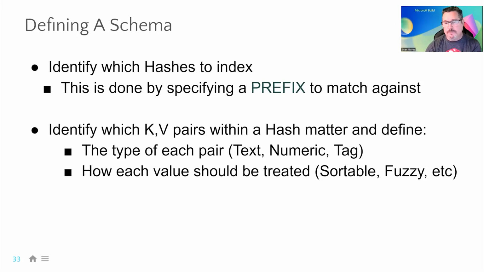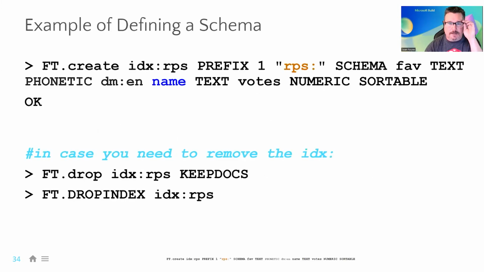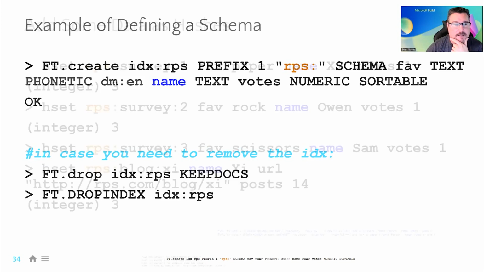In the case of numbers, you might want it to be sortable, or you might want something like a fuzzy search on text. In this case, you can see there's an example for defining a schema where we're going to do a phonetic search against the favorite, and the votes are going to be numeric and sortable. In case you're testing this out, you can drop indexes. Once you create an index, you can drop it and then experiment and redefine the way in which you want to index that different text.